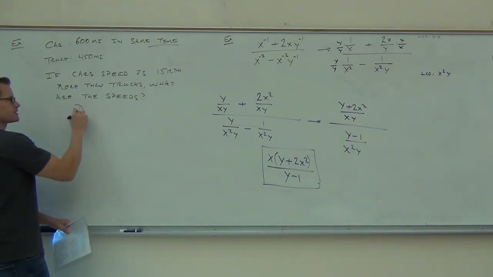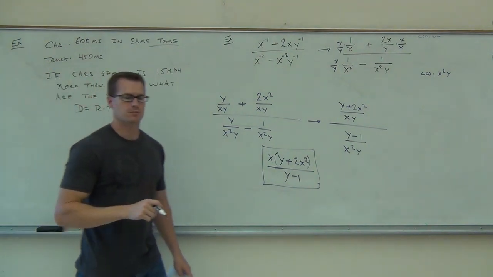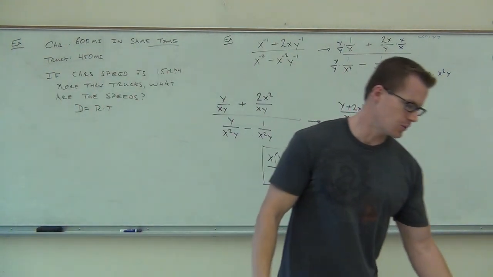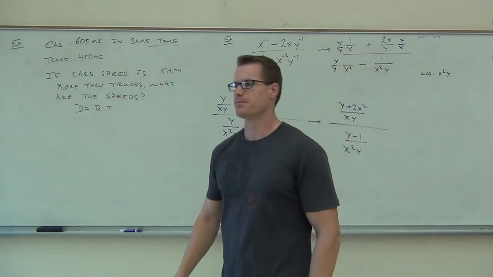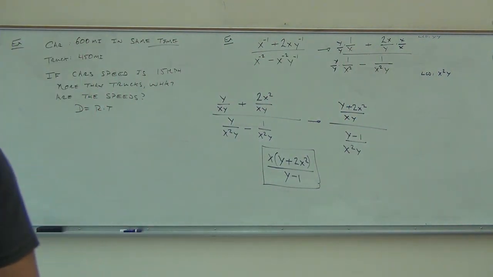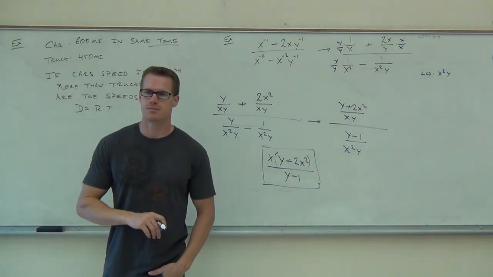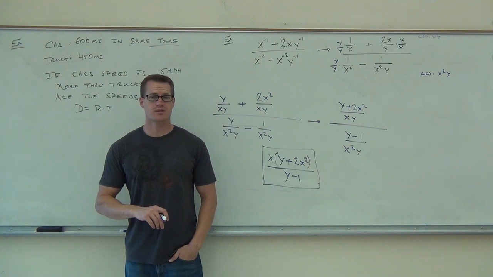This is a distance equals rate times time formula. However, what you're going to do is manipulate this formula. I want to show you something on this. Look at your word problem. Read the thing that's the same. What's the same? Are the distances the same? No. Are they going the same distance?